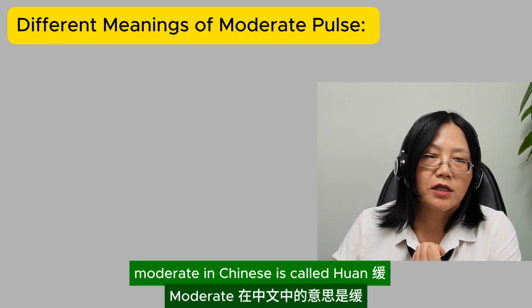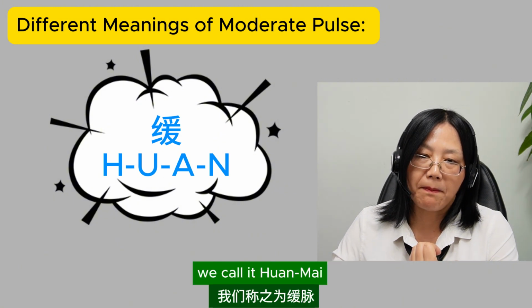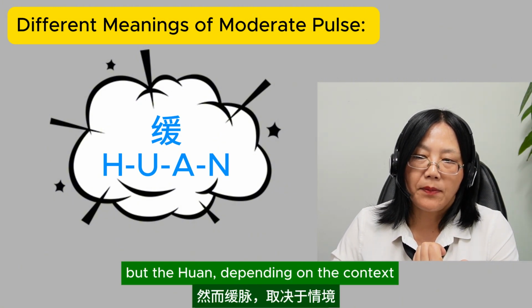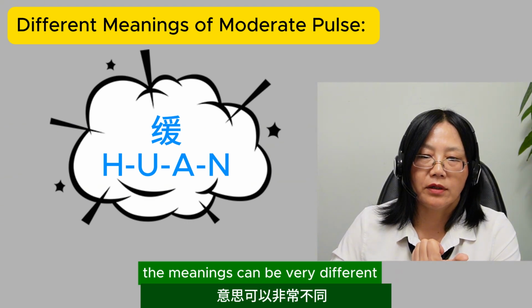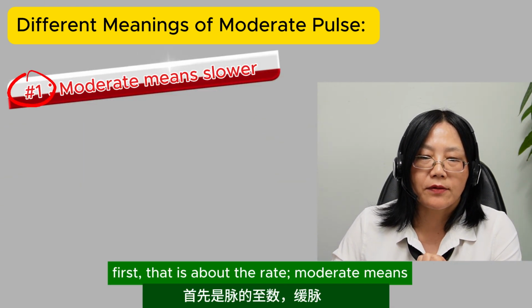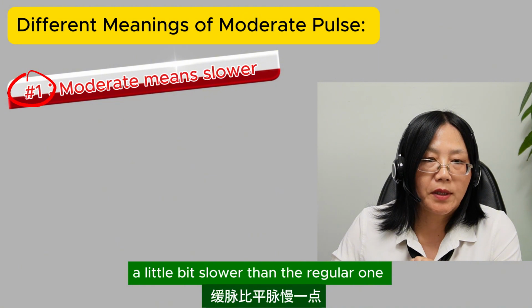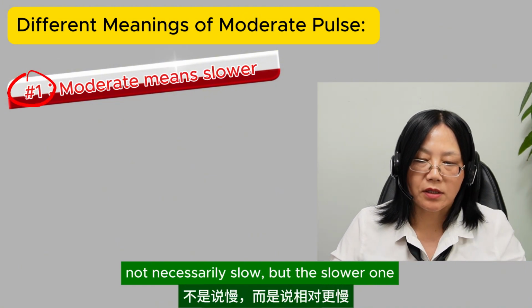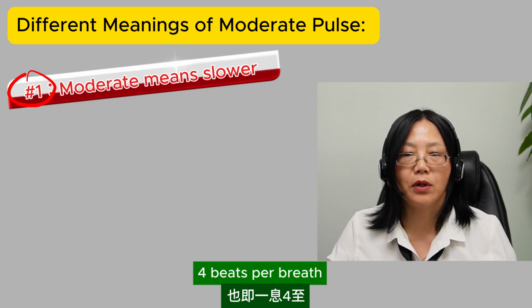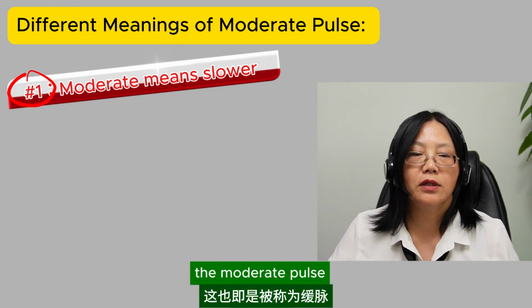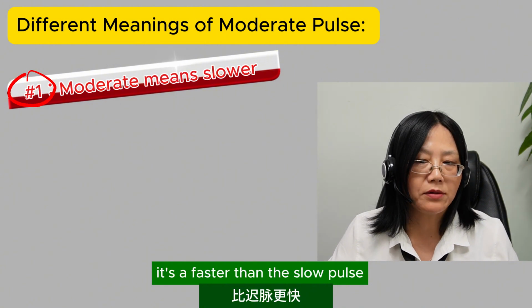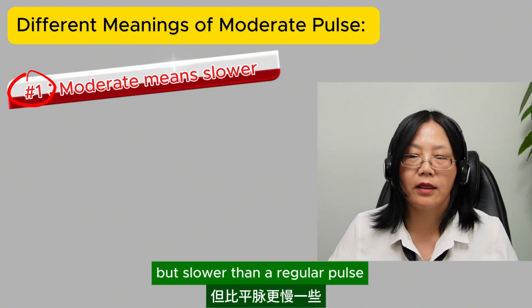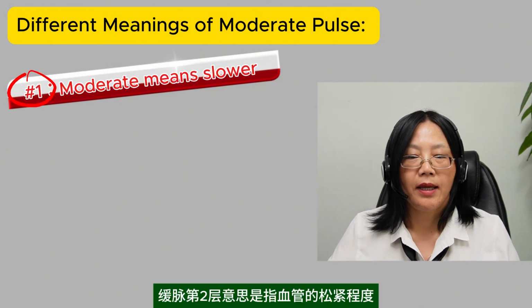Moderate in Chinese is called HUAN. But the HUAN, depending on the context, the meanings can be very different. First is about the rate. Moderate means a little bit slower than the regular ones. Not necessarily slow, but the slower one. 4 beats per breath. That is called the moderate pulse. It's faster than the slow pulse, but slower than a regular pulse.